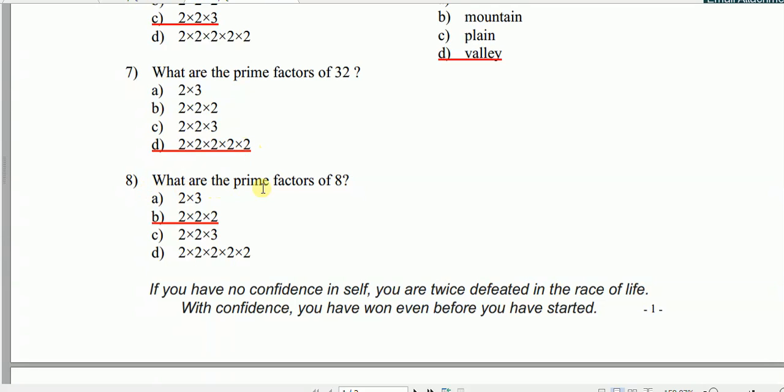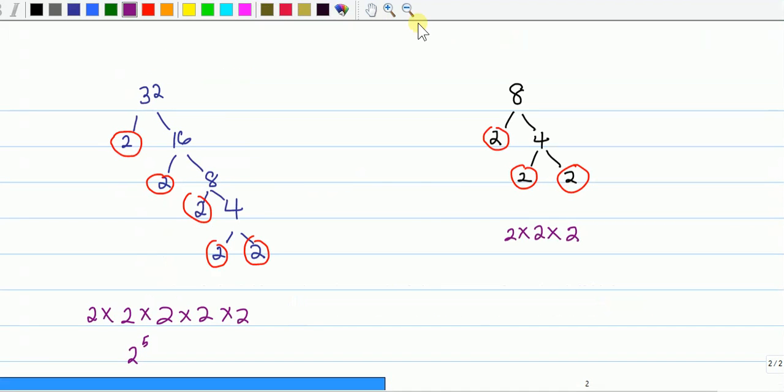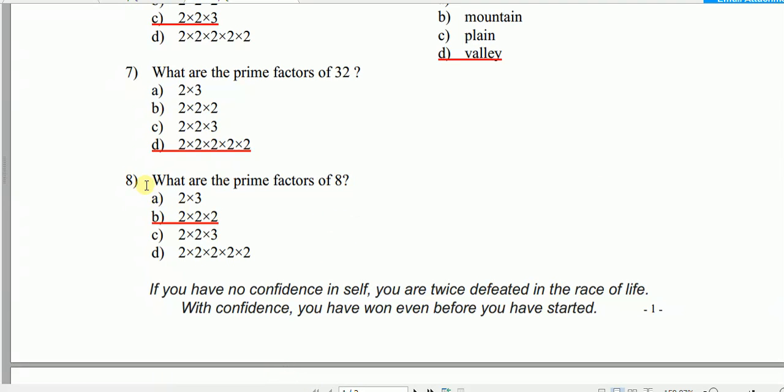Number 8. What are the prime factors of 8? So here we have 8, and 8 can be broken down into 2 by 4. 2 times 4, 2 is prime, circle that one. 4 can be broken into 2 times 2. So the prime factors of 8 are 2 times 2 times 2. That could also be in exponential form, 2 to the 3rd power. Not there yet, but just so you know. So here we have number 8, 2 to the 3rd power.